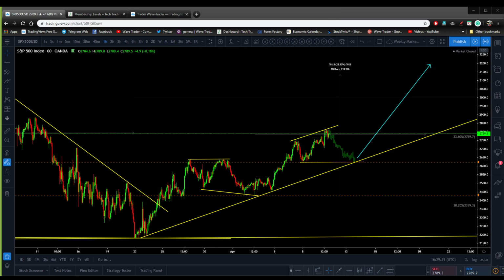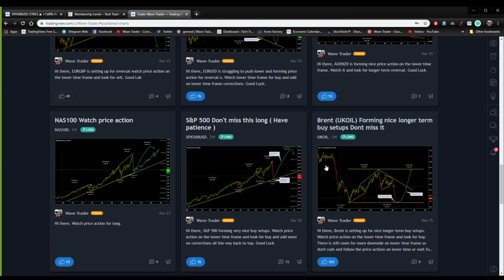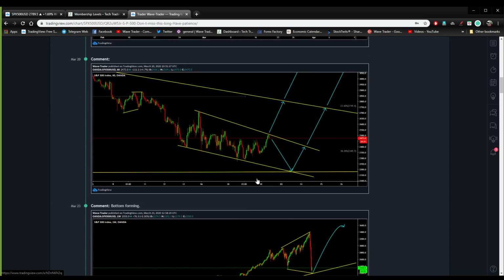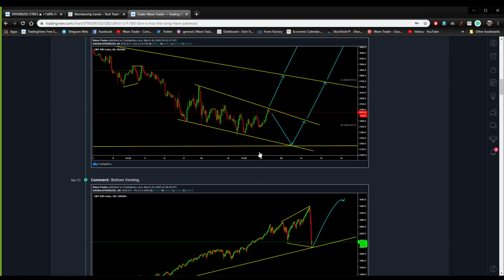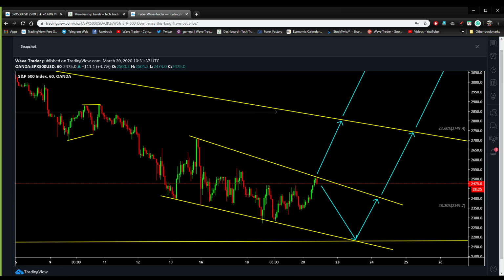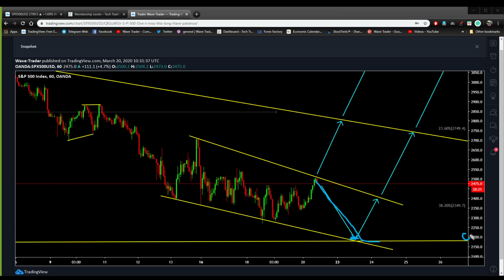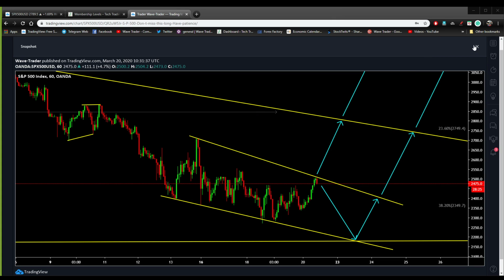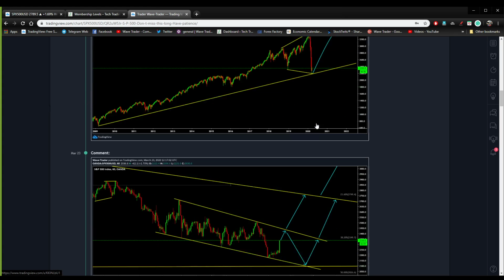So we bottomed at 22. This is where I was asking you to watch for a buy in the weekly market outlook, if you remember. One more drop, tag the previous bottom, and then go higher. So price tagged, and it is doing exactly the way we were anticipating it to do after breaking out of these patterns.